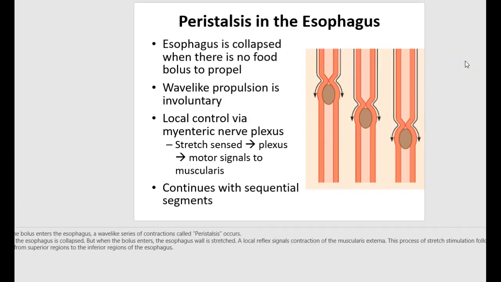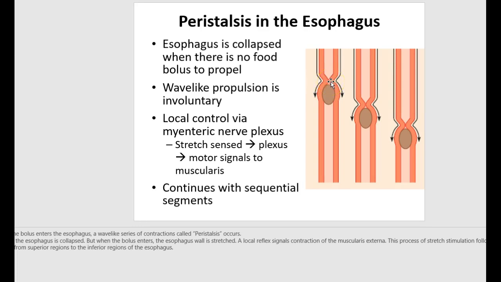Then peristalsis occurs. This is a wave-like series of contractions in the esophagus. Initially, when the food bolus enters the esophagus, although not shown in this picture very well, the esophagus is collapsed. I think you might remember this from the cat. There are no cartilage rings, so it's collapsed. The stretch from the food bolus entering stimulates the muscle to contract right superior to the food bolus.